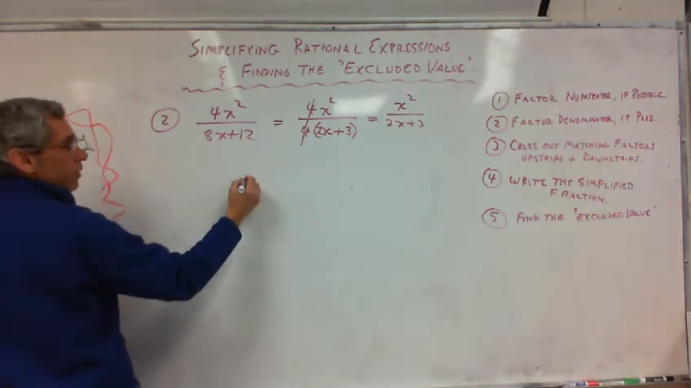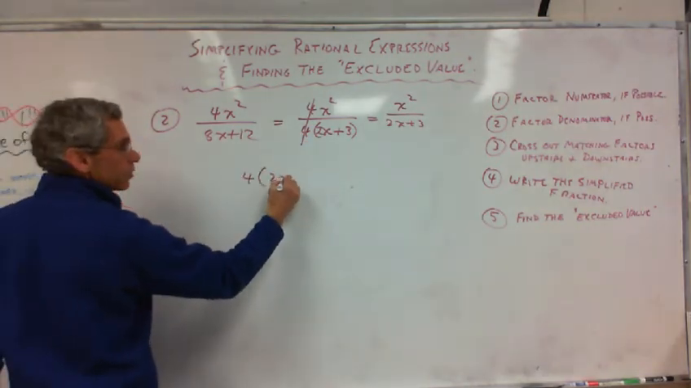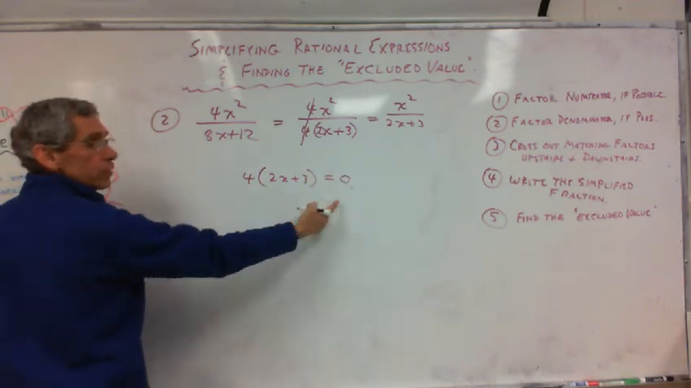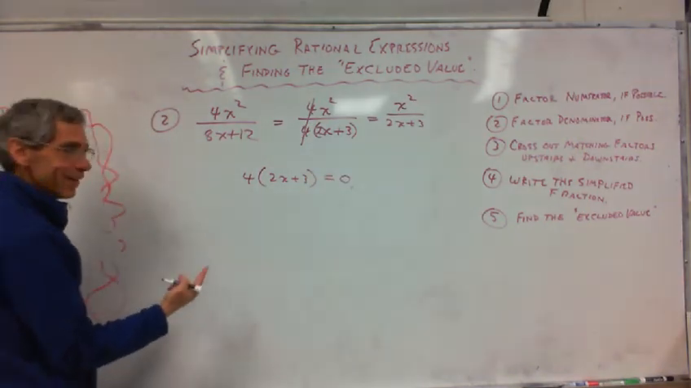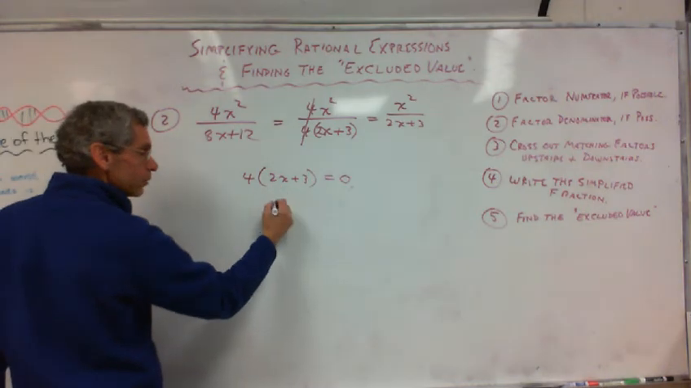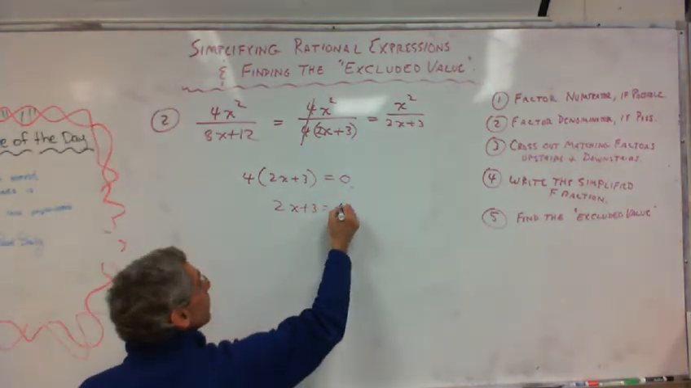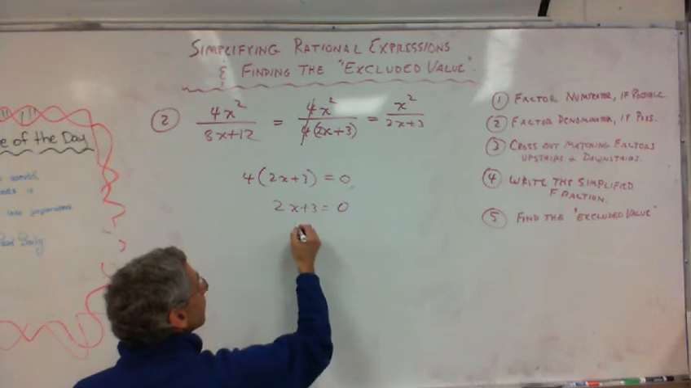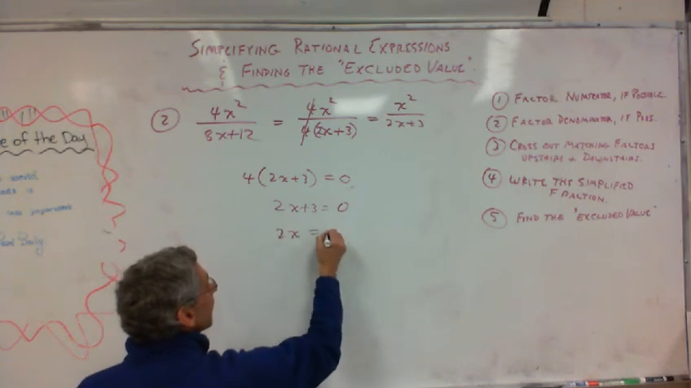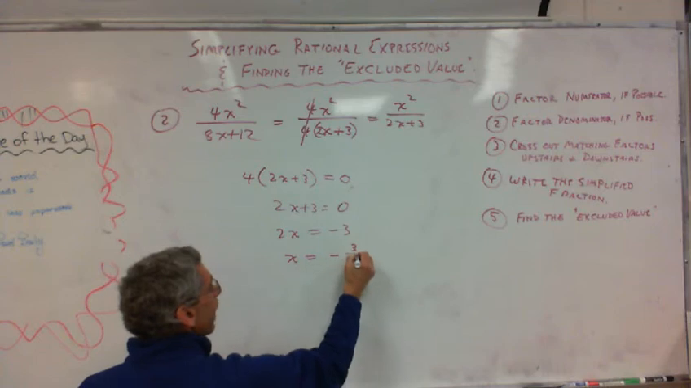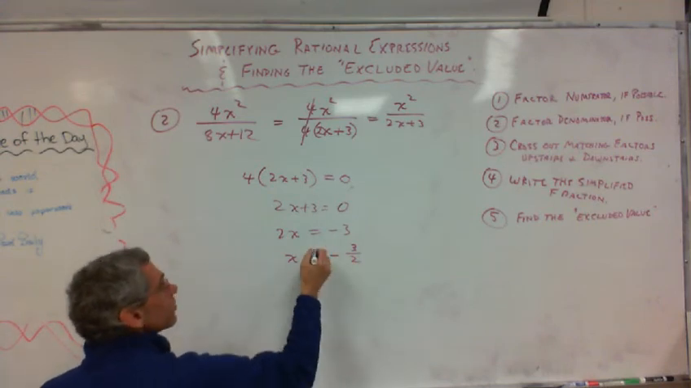So I've got 4 times 2x plus 3 equals 0. Well, either 4 equals 0, which it doesn't, or 2x plus 3 equals 0. So that's the only option I have. I'm going to subtract 3, so I have 2x equals negative 3. Divide by 2, I get x is equal to negative 3 halves. So I know that that is my excluded value.